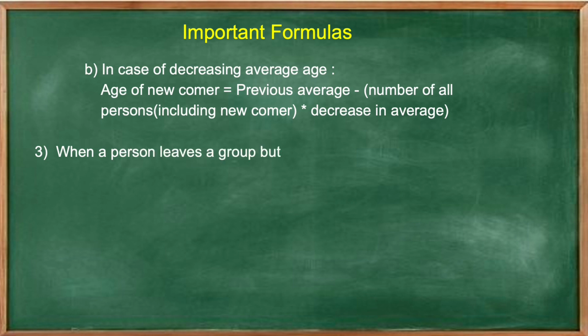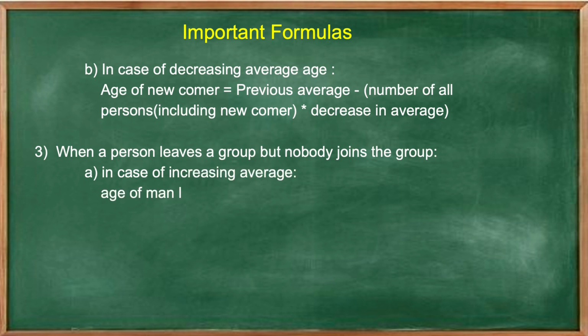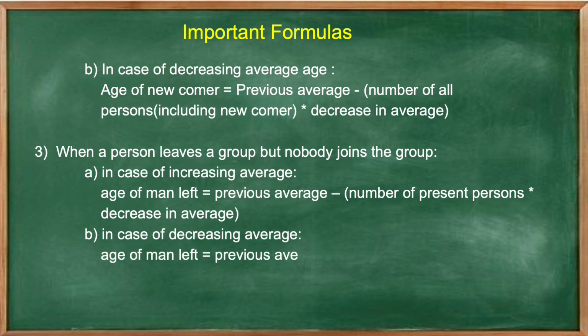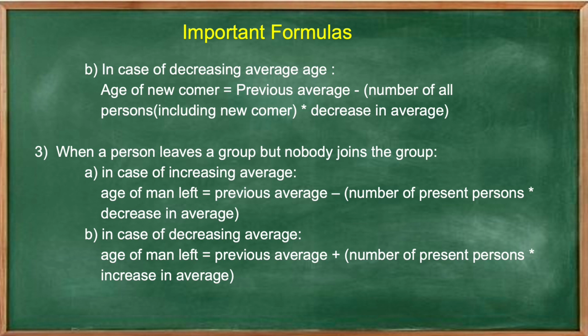Formula 3. When a person leaves a group but nobody joins the group. A. In case of increasing average, age of man left is equal to previous average minus number of present persons into decrease in average. B. In case of decreasing average, age of man left is equal to previous average plus number of present persons into increase in average.